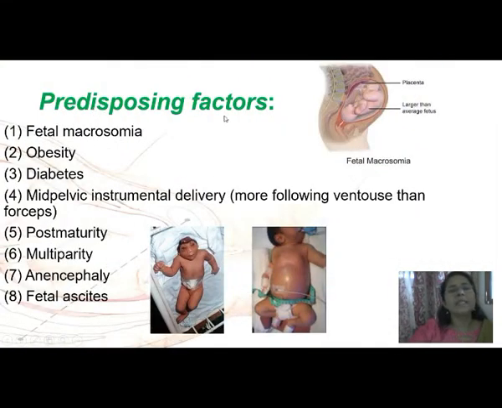Next we can see the predisposing factors. Fetal macrosomia; macrosomia means big baby. Obesity of the mother, diabetes. In a diabetic mother, the baby will be a big baby. Then mid pelvis instrumental delivery, which occurs more often following the ventouse than the forceps. Then post maturity, multiparity, anencephaly. You can see here the anencephaly, and fetal ascites. This picture shows the fetal ascites. These are the predisposing factors for shoulder dystocia.